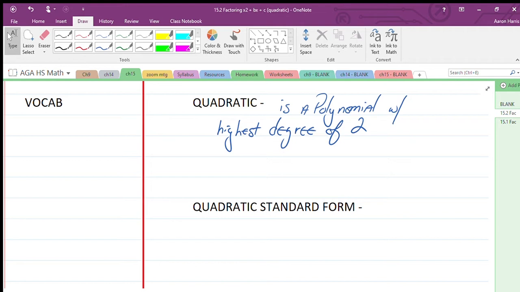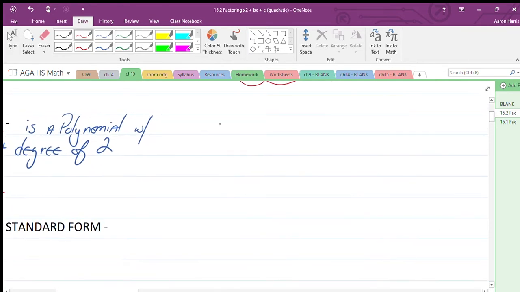Vocab of the day. The first word is quadratic. What is a quadratic? It's a polynomial with the highest degree of 2. So if I had x plus 2, is that a quadratic? No, because the highest power is 1. What if I had something that was x squared plus 3x plus 4? Well, what's the highest degree? Here's a 2, here's a 1. The highest degree is 2.